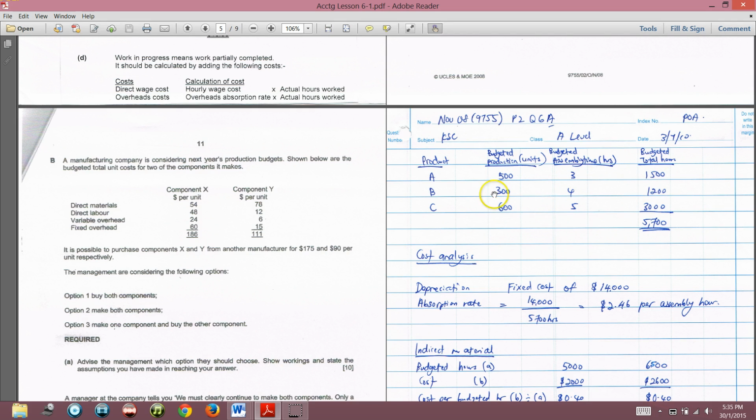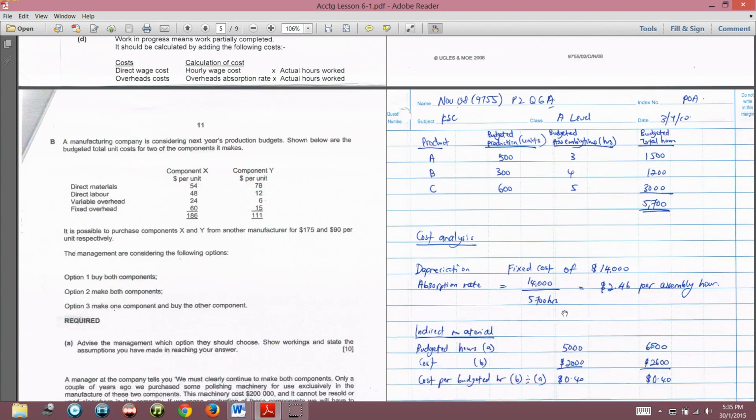So I multiply across and I add down. I get 5,007 as the total budgeted hours. So depreciation is a fixed cost at 14,000. The overhead absorption rate for depreciation is the budgeted cost of 14,000 for the depreciation overheads, divided by 5,007, which is $2.40 per assembly hour.